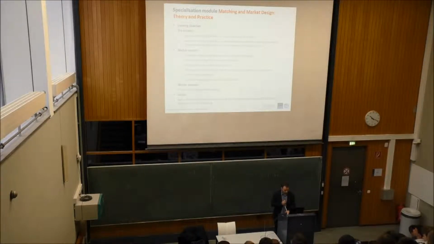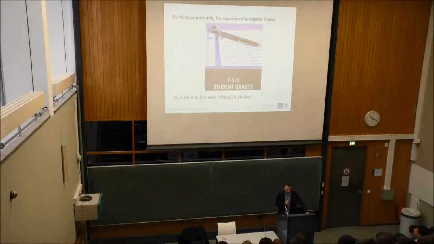Okay, so far we saw all the modules which are offered in this field. I would also finally like to draw your attention to a funding opportunity for experimental master theses. If you would like to conduct an experiment by writing your master thesis, you might apply to the CSEP student grant. Experiments are normally very costly, so you have to have some money to run them, and the student grants provide a perfect opportunity to implement your research in your thesis. You can get more information on the CSEP website, where all these funding opportunities are described.